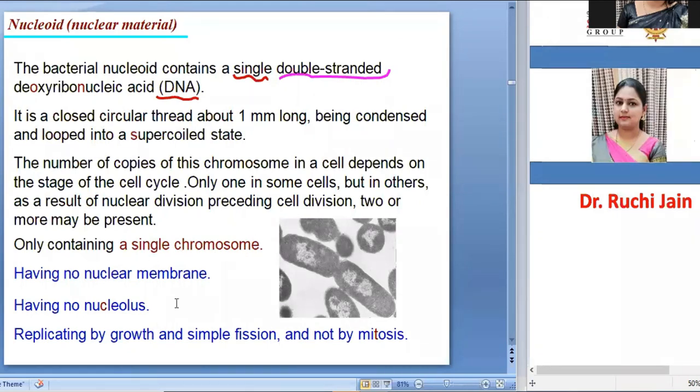It has no nuclear membrane and no nucleolus, and it replicates by growth and simple fission, not by mitosis. Mitosis is a standard cell division method, but bacteria generally divide by simple fission. So the nucleoid is the nuclear material which is present in the bacterial cell.